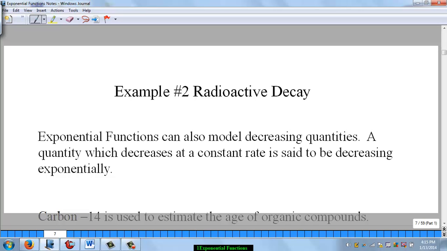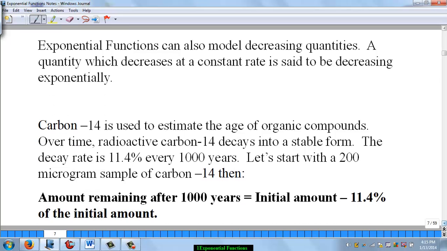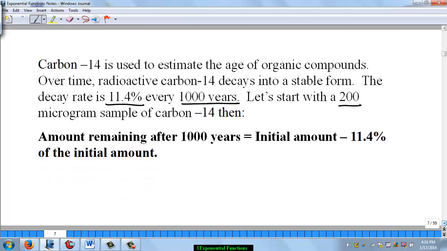So I have a radioactive decay one, which would mean it's decaying or declining. And I'm starting out with this carbon-14, and it takes about 1,000 years to decay 11.4%, which means there's less every 1,000 years. And we're going to start out with 200 micrograms of this sample. So it's going to decline each year.